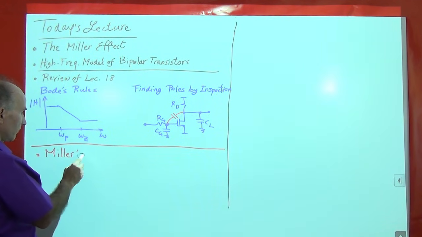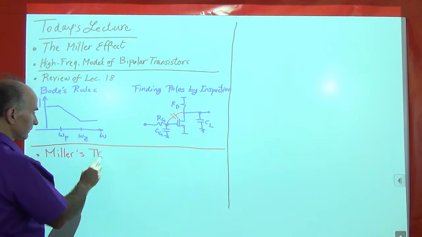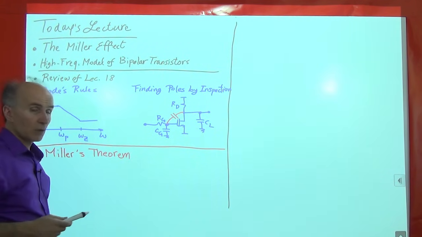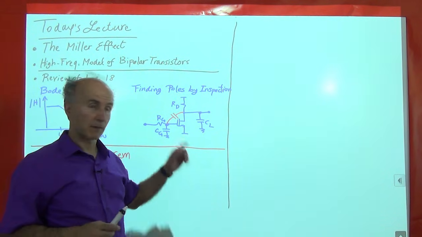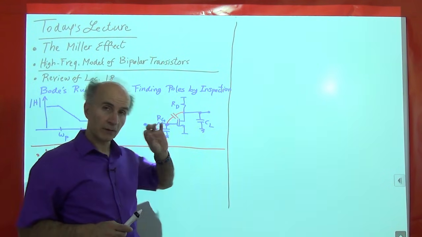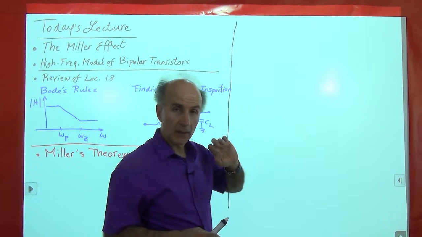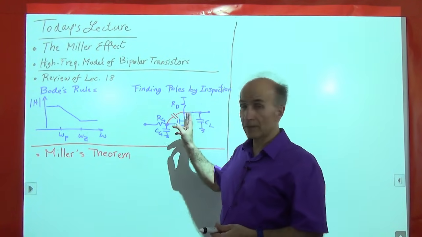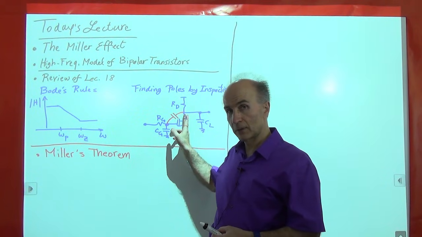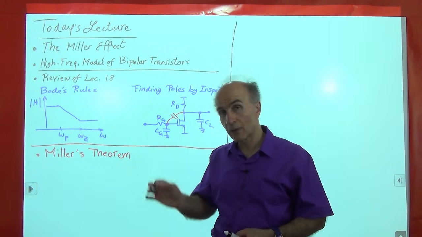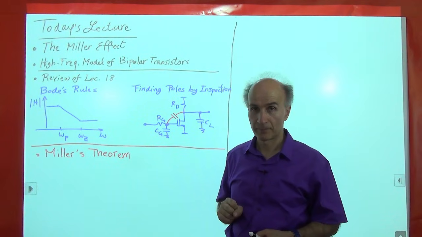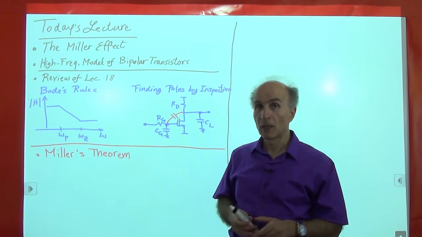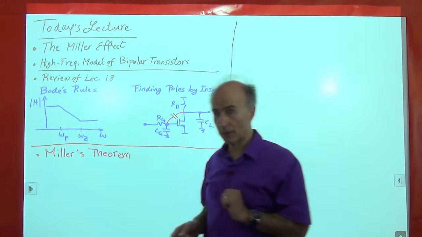So let's talk about Miller's theorem and see what he says. Miller's theorem comes to help us in this situation. Miller's theorem says that we can decompose this floating capacitor to two grounded capacitors. Okay? So then suddenly the circuit becomes manageable. So let's take it step by step and see how this works.